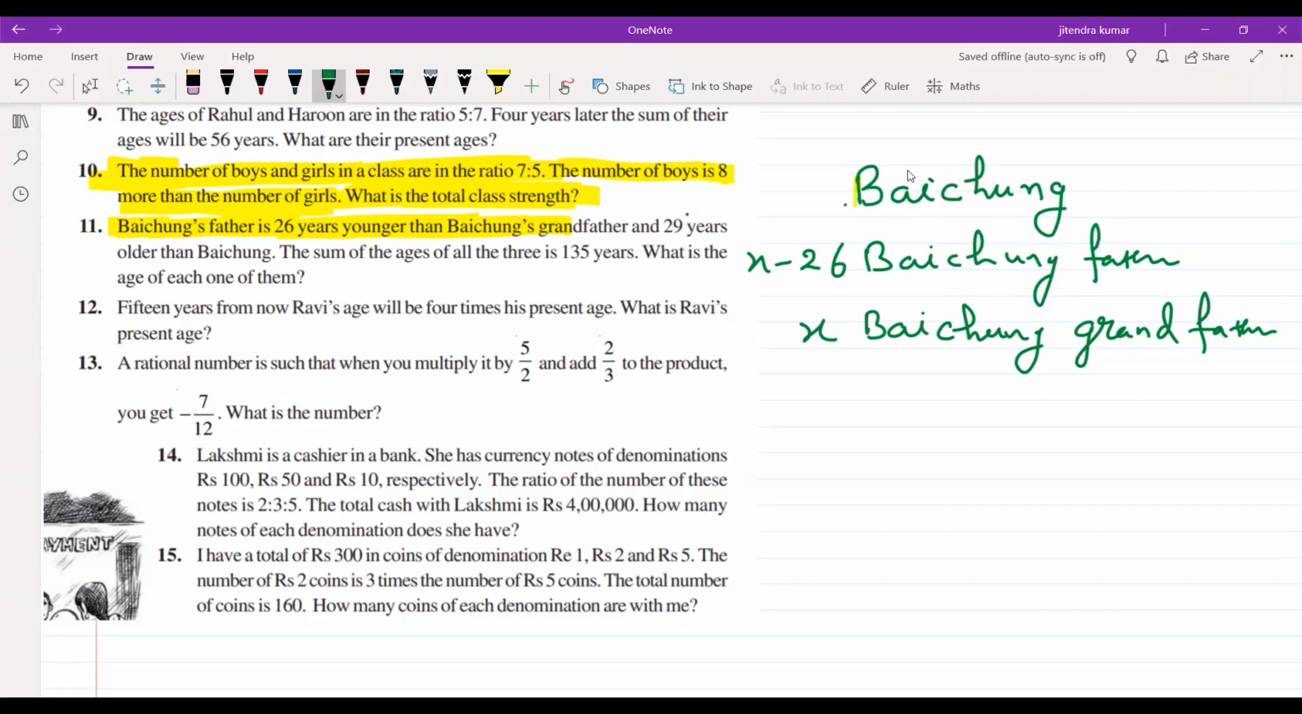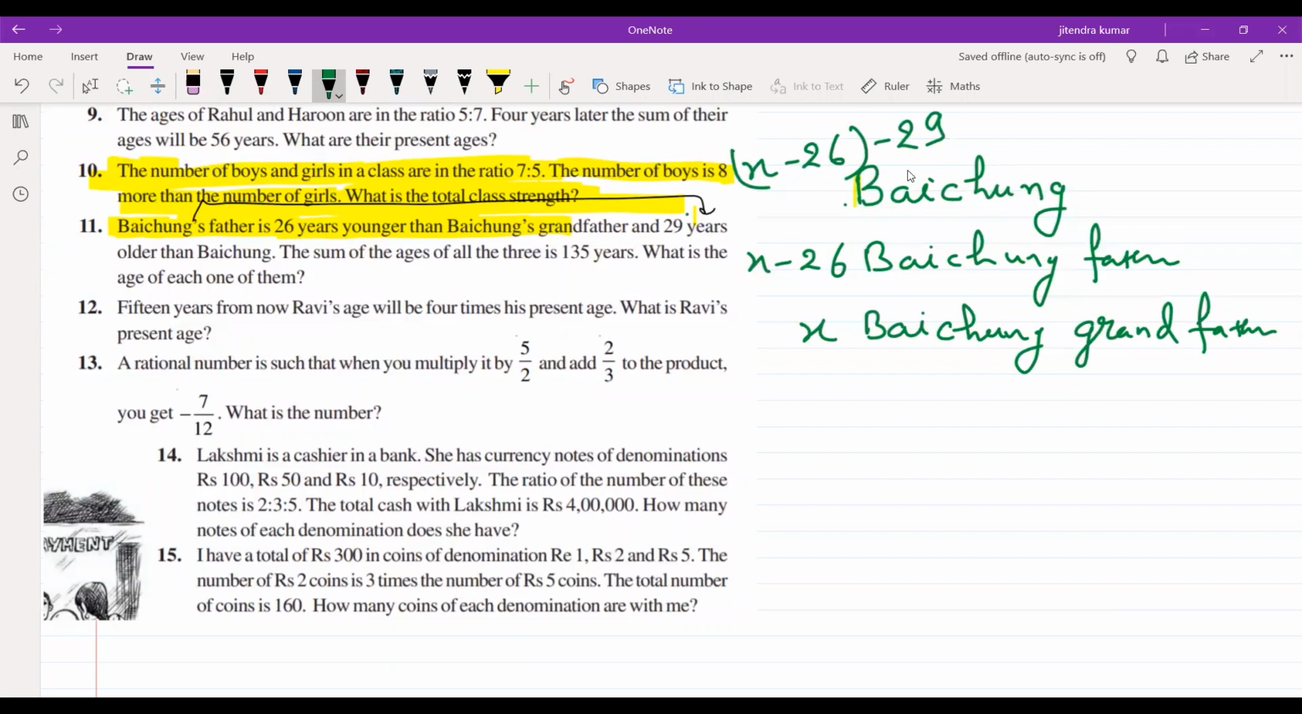Okay, so next it says "and 29 years older." If you read the full sentence, it is talking about Baichung's father only. So Baichung's father is 29 years older than Baichung. It means Baichung should be 29 years younger than Baichung's father. So can we write it as x minus 26 and then again minus 29? That will be the age of Baichung.